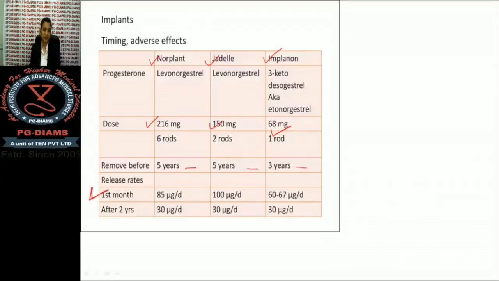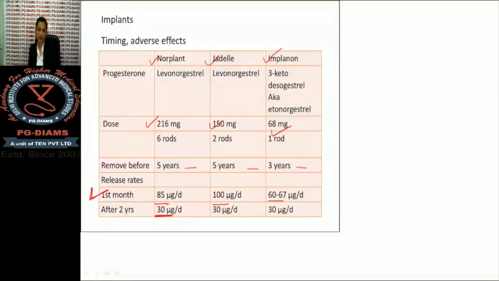In the first month, the amount of progesterone which is released is higher, 85 microgram, 100 microgram, 60 to 67 microgram per day. While after 2 years, the amount of progesterone which will be released into blood daily is 30 microgram. Now, if you remember, this is similar to the dose of progesterone in mini pill. So the mechanism of action after 2 years of implants is similar to the mechanism of action of mini pills.